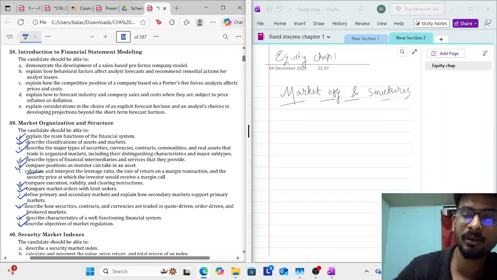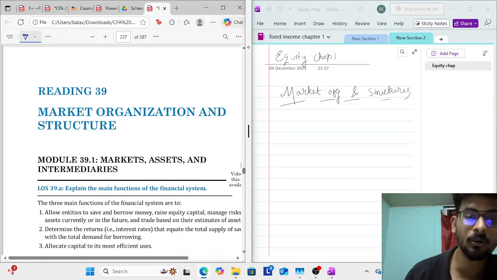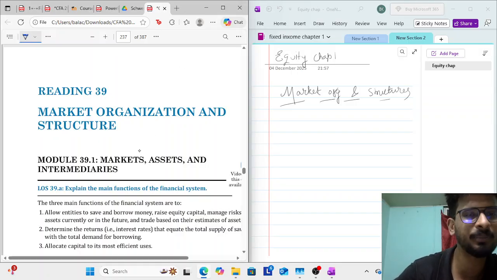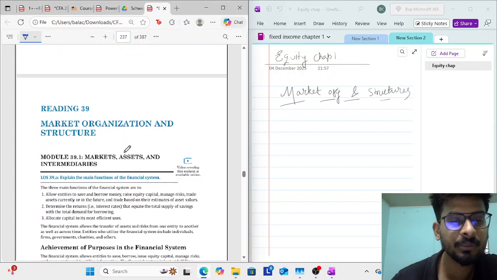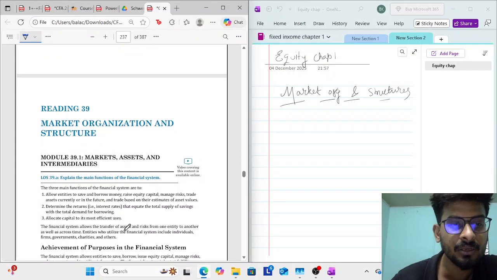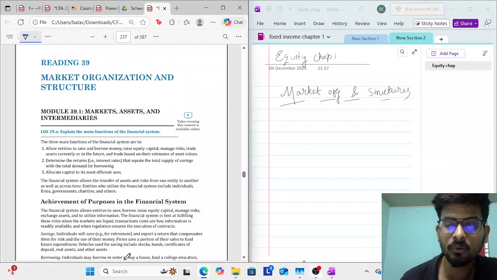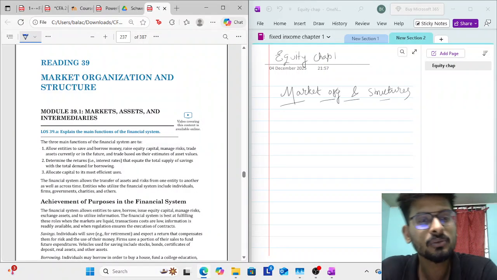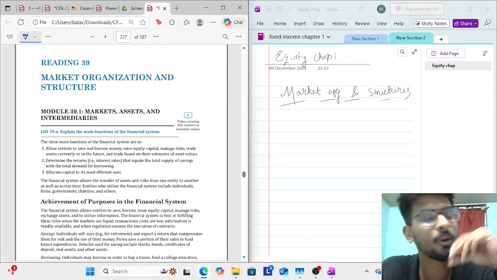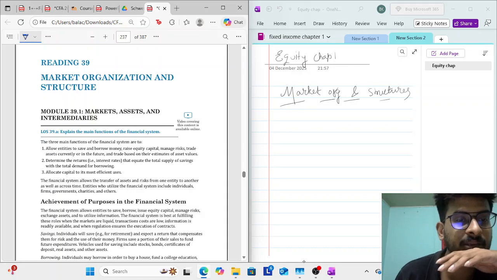So let's deep dive. The LOS sound very basic and cool. Let's dig out and see if it's as simple as we think. This is Reading 39 in Schweser's. First we move to the first LOS. Here we are looking into the market organization and structure part. Module 39.1 covers market assets and intermediaries. LOS A is to explain the main function of the financial system.